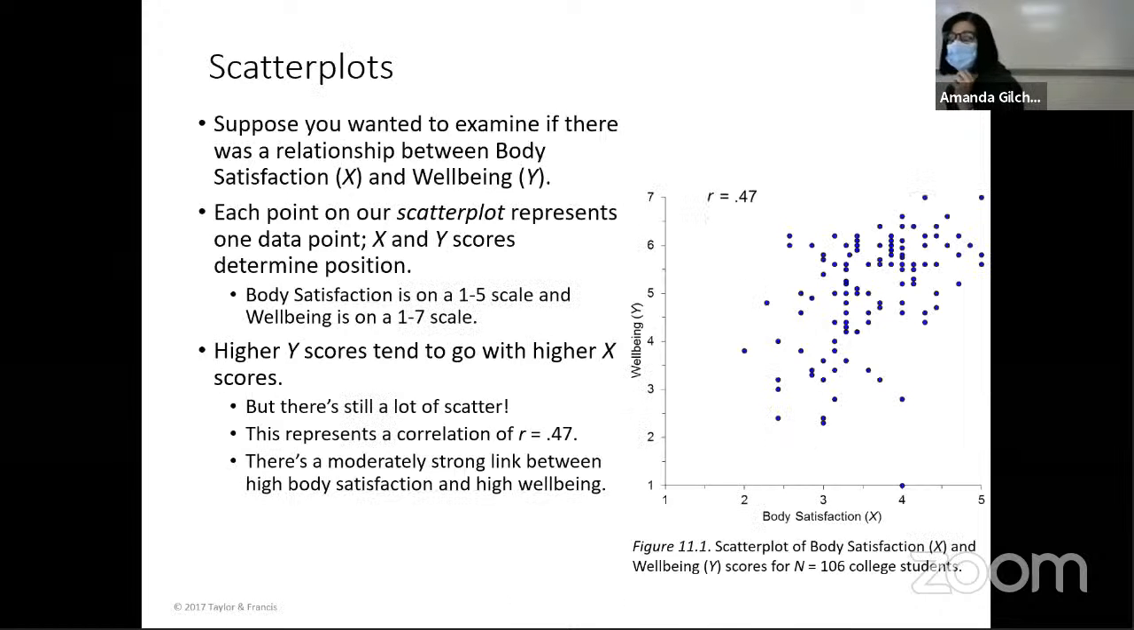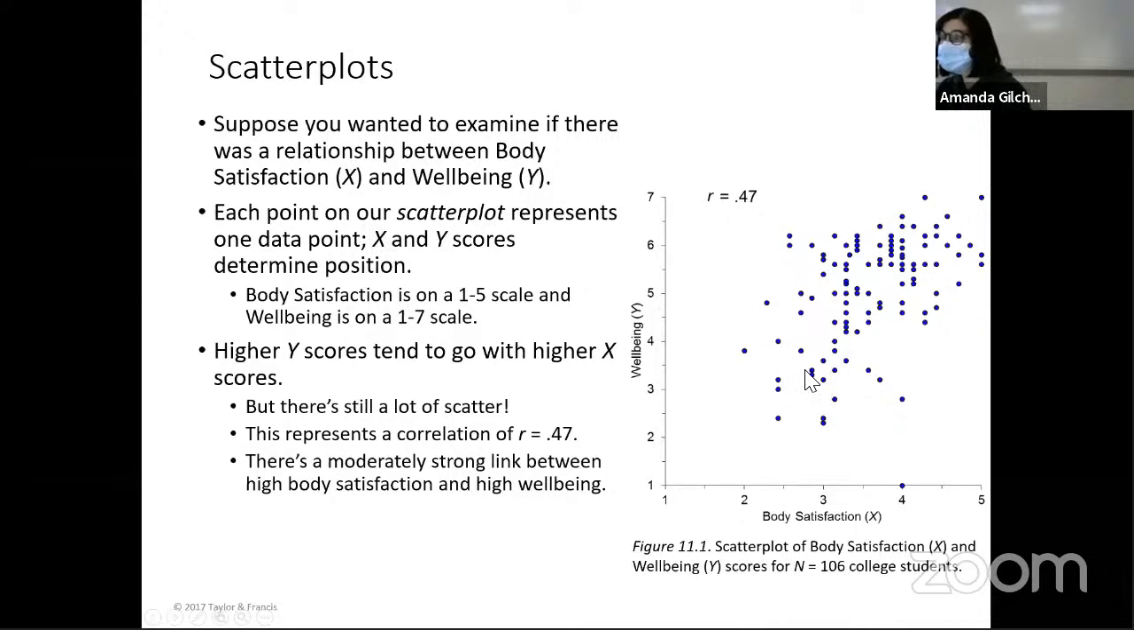Okay, so I want you to imagine, and I think we can all admit that we've struggled with this at some point or another, body satisfaction. Yay. So imagine that you wanted to look and see if there was a relationship between body satisfaction and well-being. One of the ways that you could do this is you could get a metric of somebody's body satisfaction and also get a metric of their well-being. So we can plot body satisfaction on our x-axis. We can plot well-being on our y-axis.